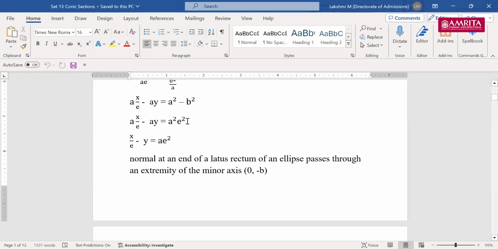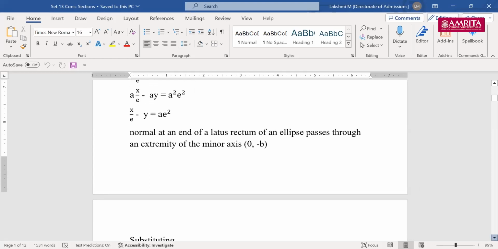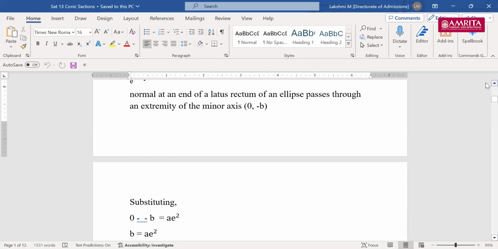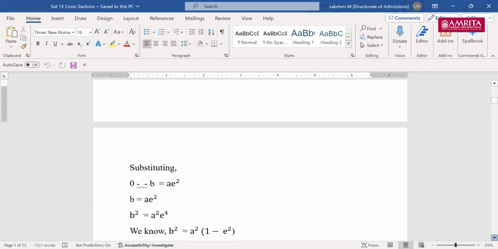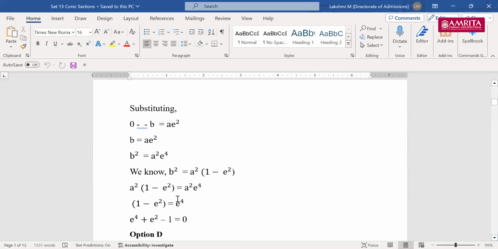You can write this as a square e square, right? So this is x by e minus y is equal to a e square. And we know that the normal is going to pass through the minor axis point, which is (0, -b). So you could just substitute for that here. If you substitute it, this is 0, minus b, so it's b equal to a e square. So from this you'll be able to find out b is equal to a e square. So b square is a square e to the power 4.